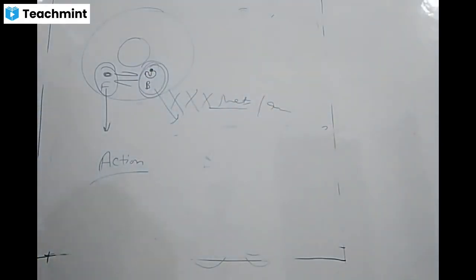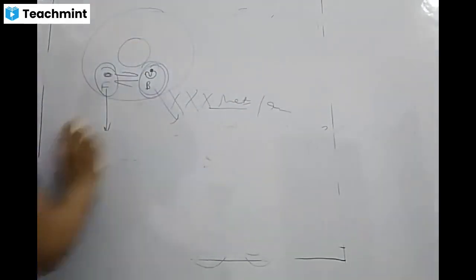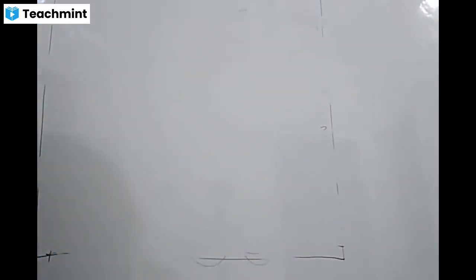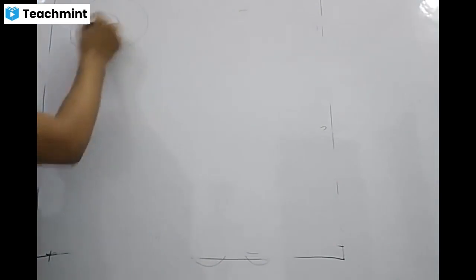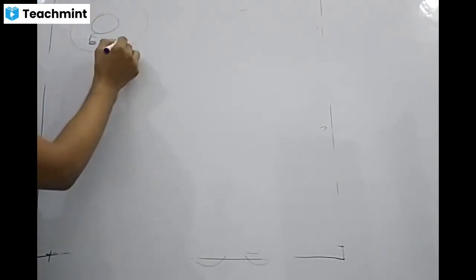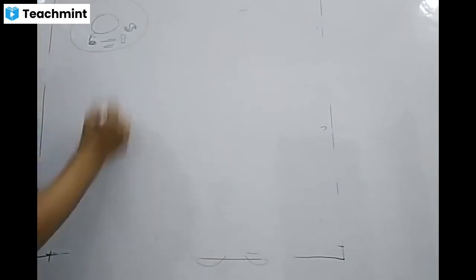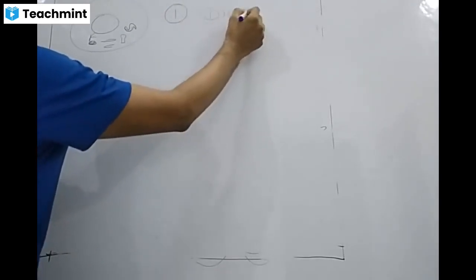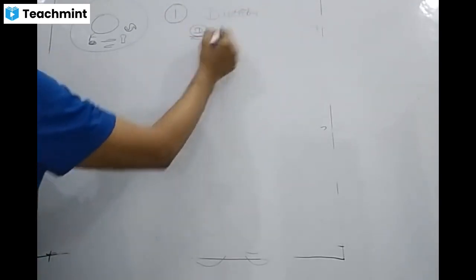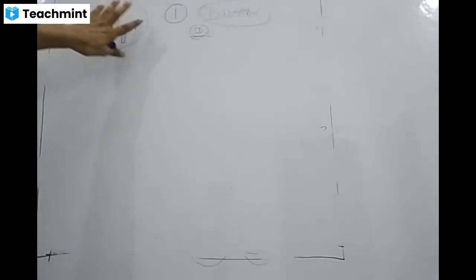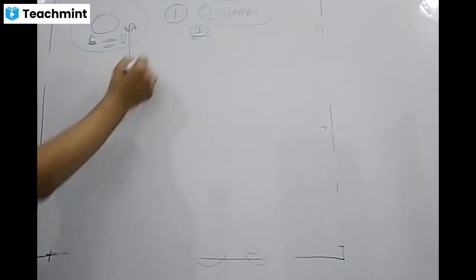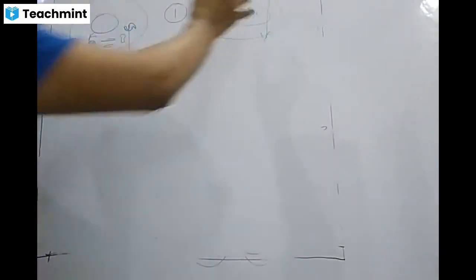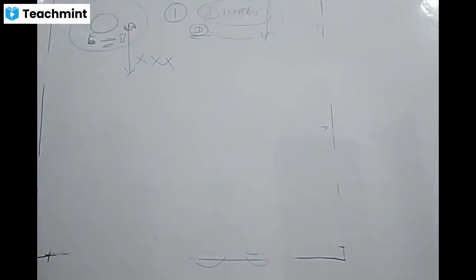So what is the significance of this bound form? The question in your ICAR exam was: what is the significance of this binding? So, free form and bound form with the plasma protein. The first significance is distribution. There are 4 Ds. The first D is distribution. If it is in bound form, can it distribute? No. Distribution will be less. So in bound form, the distribution will be less.